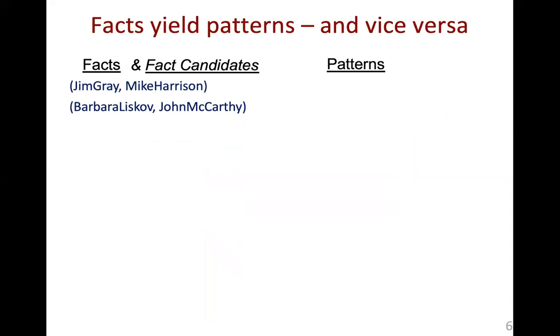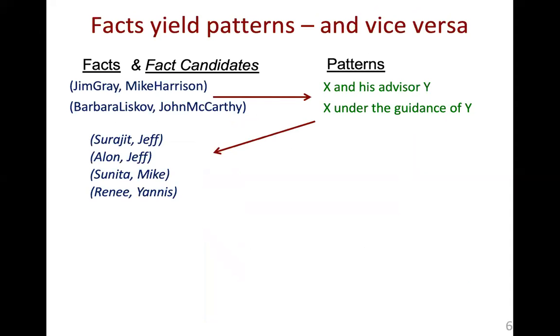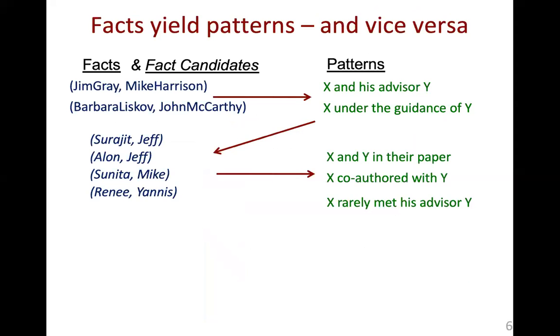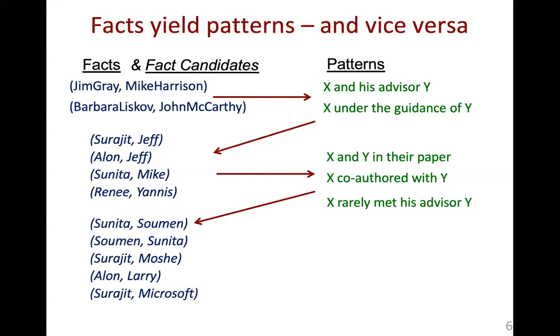Jim Gray, Mike Harrison, and Barbara Liskov, John McCarthy. And then the patterns can be "X and his advisor Y", "X under the guidance of Y", right? So then you can get more patterns, more entities with this kind of relationship. So Jeff, Alan Jeff, Sonita Mike, and Renee Yanis. And from there you can get patterns like "X and Y in their paper", basically they were co-authors in the paper, or they co-authored the paper, or they were mentioned in the same paper, or "X rarely met his advisor Y", right? So then from there you can enhance the facts and fact candidates more, and then you can find new patterns appear.